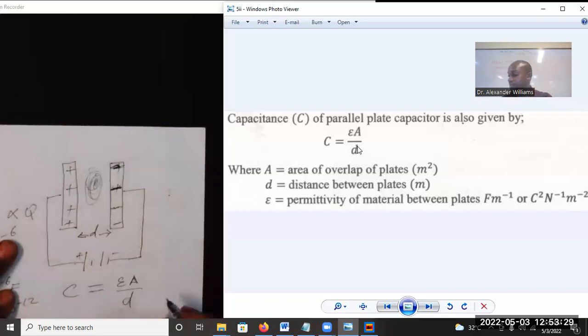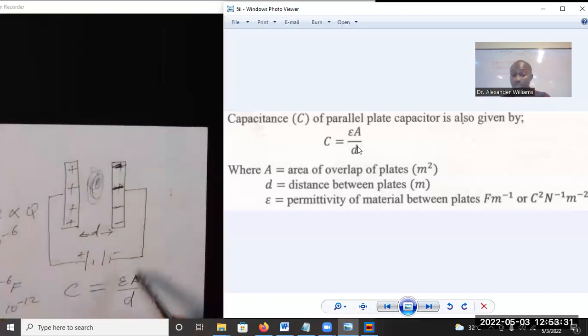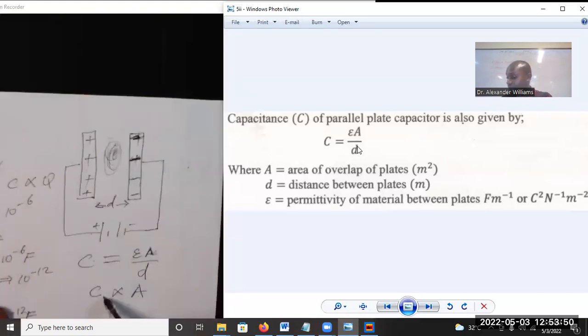That means these are the physical parameters of the parallel plate capacitor. It depends on the area of the plates, and this is the distance that separates the two plates. The capacitance depends on these parameters. In terms of the area, the capacitance increases with the area. As the area increases, the capacitance also increases.